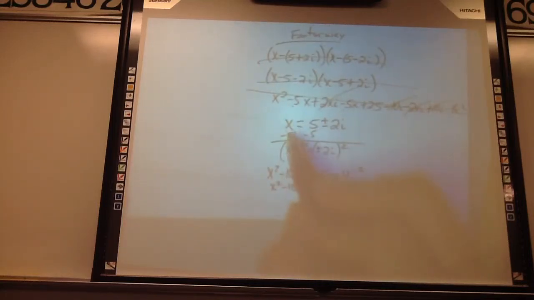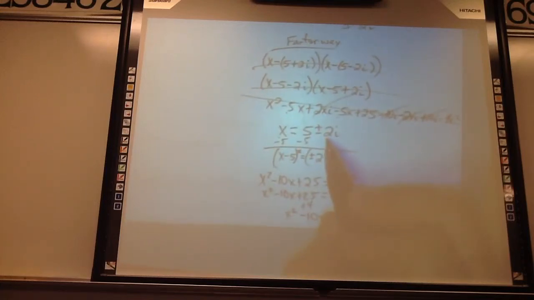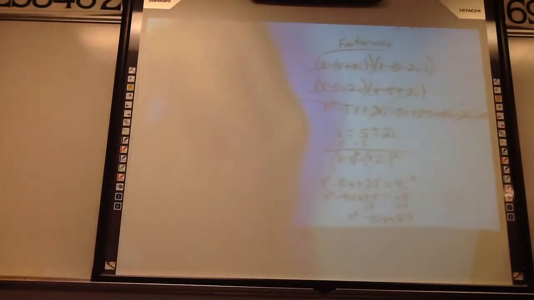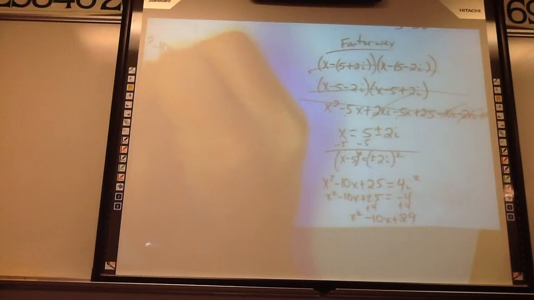So again, set it equal to those. 5 plus or minus 2i. Get the real part over with the x. Square both sides. That's it. Now, of course, you got to do your long division, which is always fun.